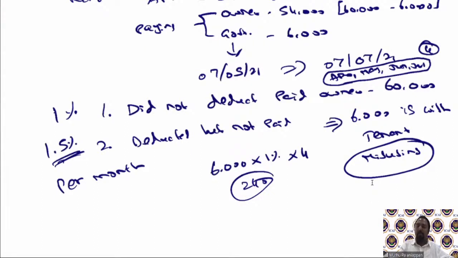What type of MCQ comes? Mostly calculating TDS. You'll have to calculate TDS, or you need to see the applicability of TDS. So that will be there.